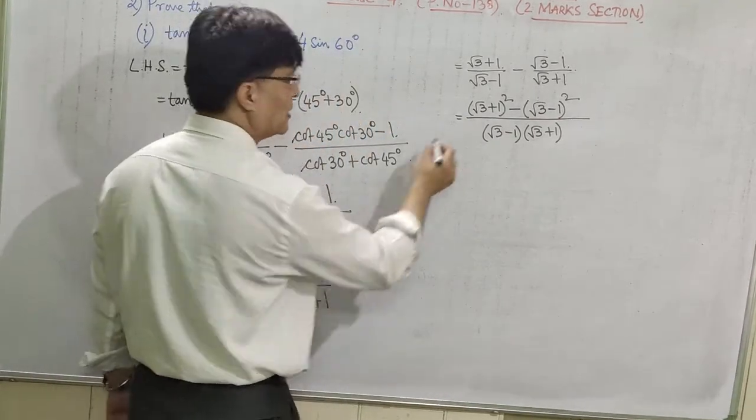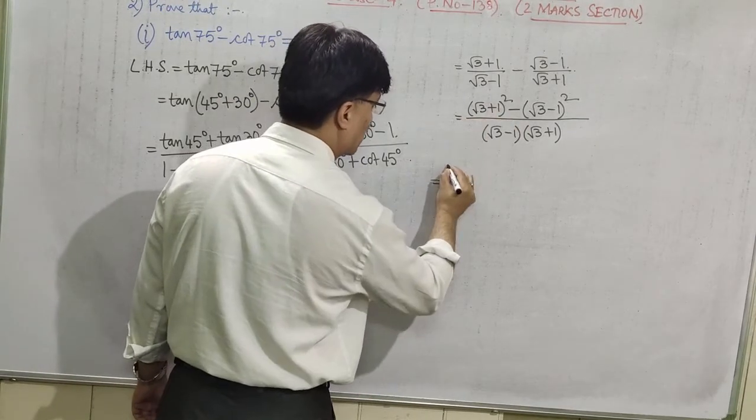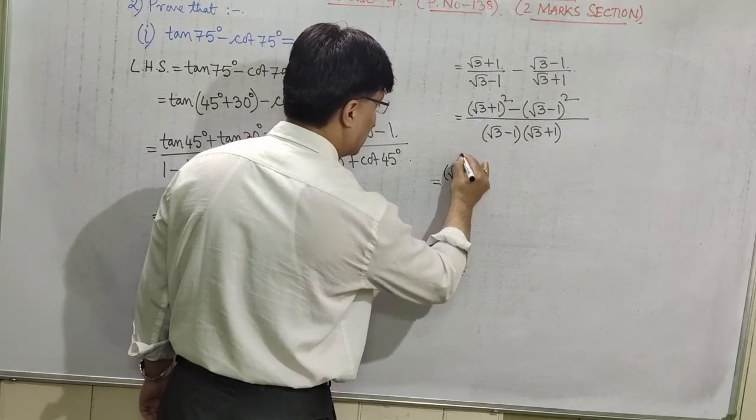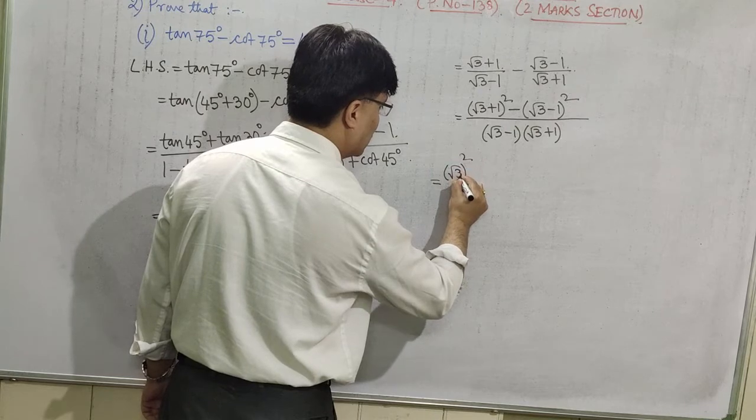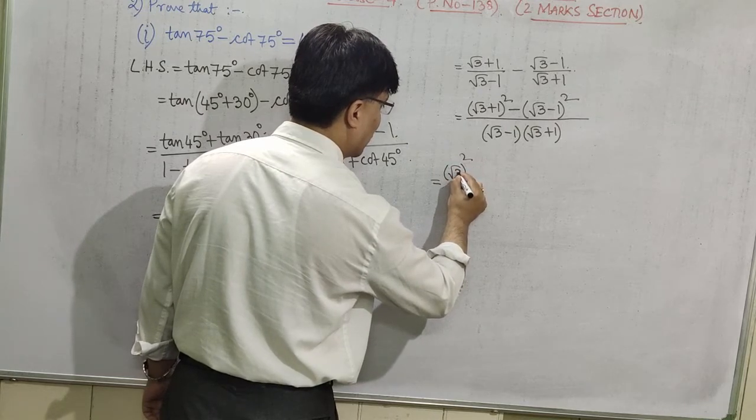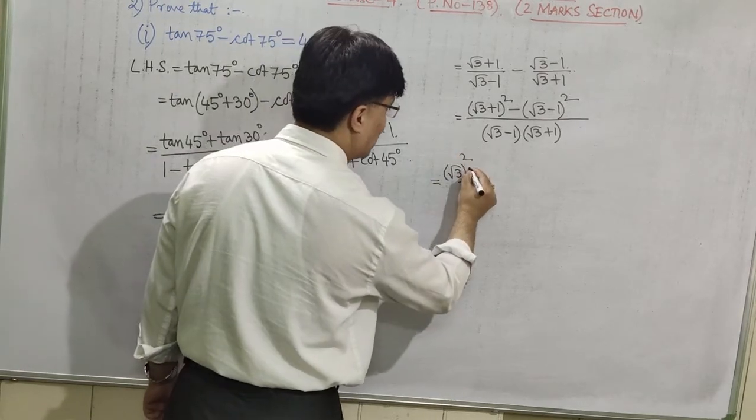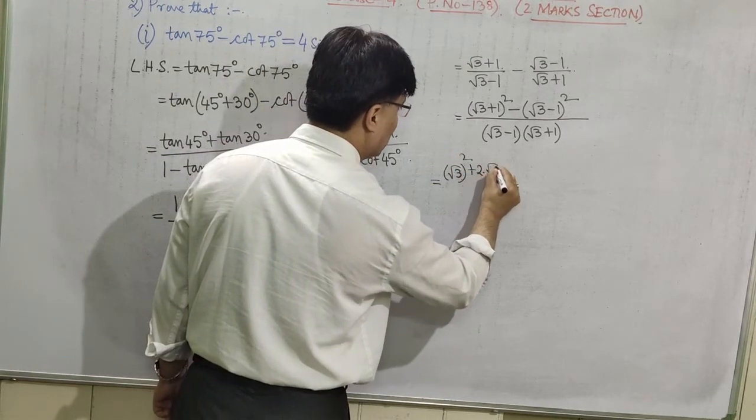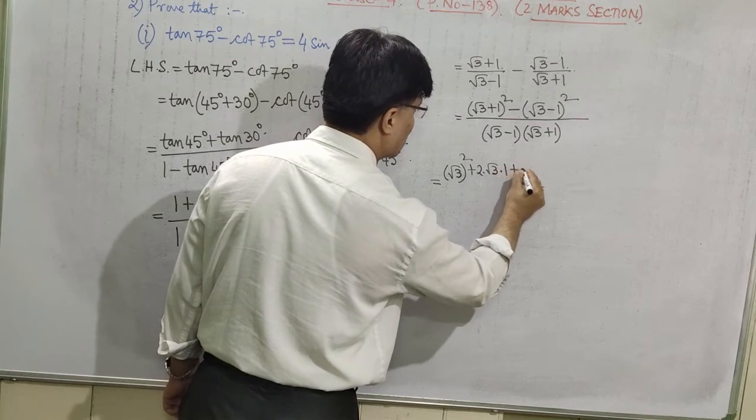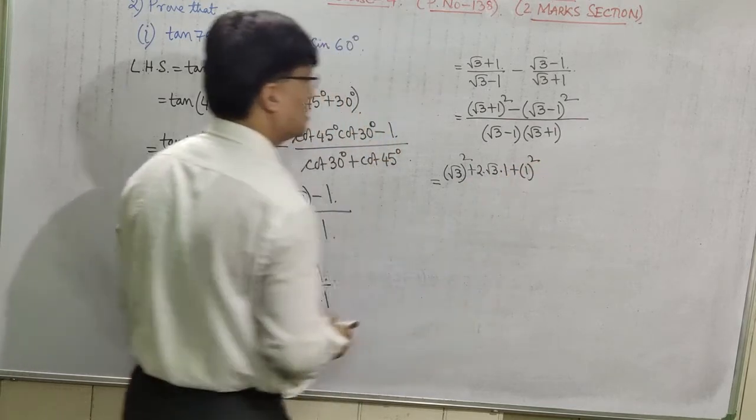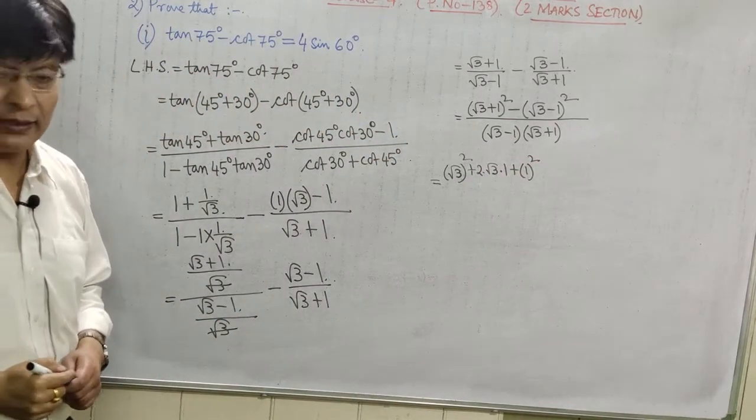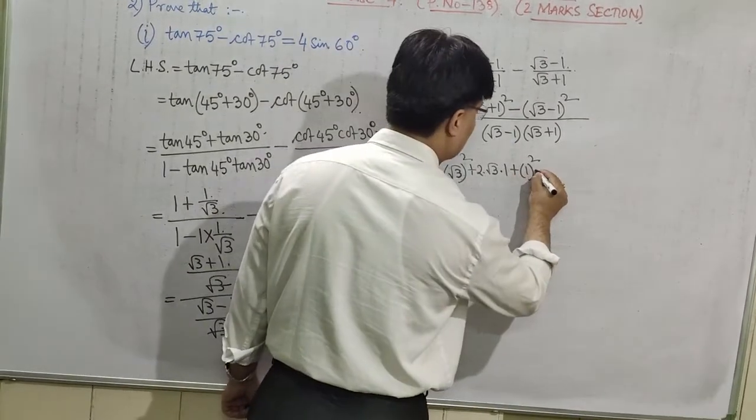So now you know that this is your a plus b whole square. What is a whole square? Root 3 whole square. A square, root 3 whole square, plus twice ab, 2 into root 3 into 1, plus what is b whole square? This is 1 whole square. Is that clear? Then comes minus.